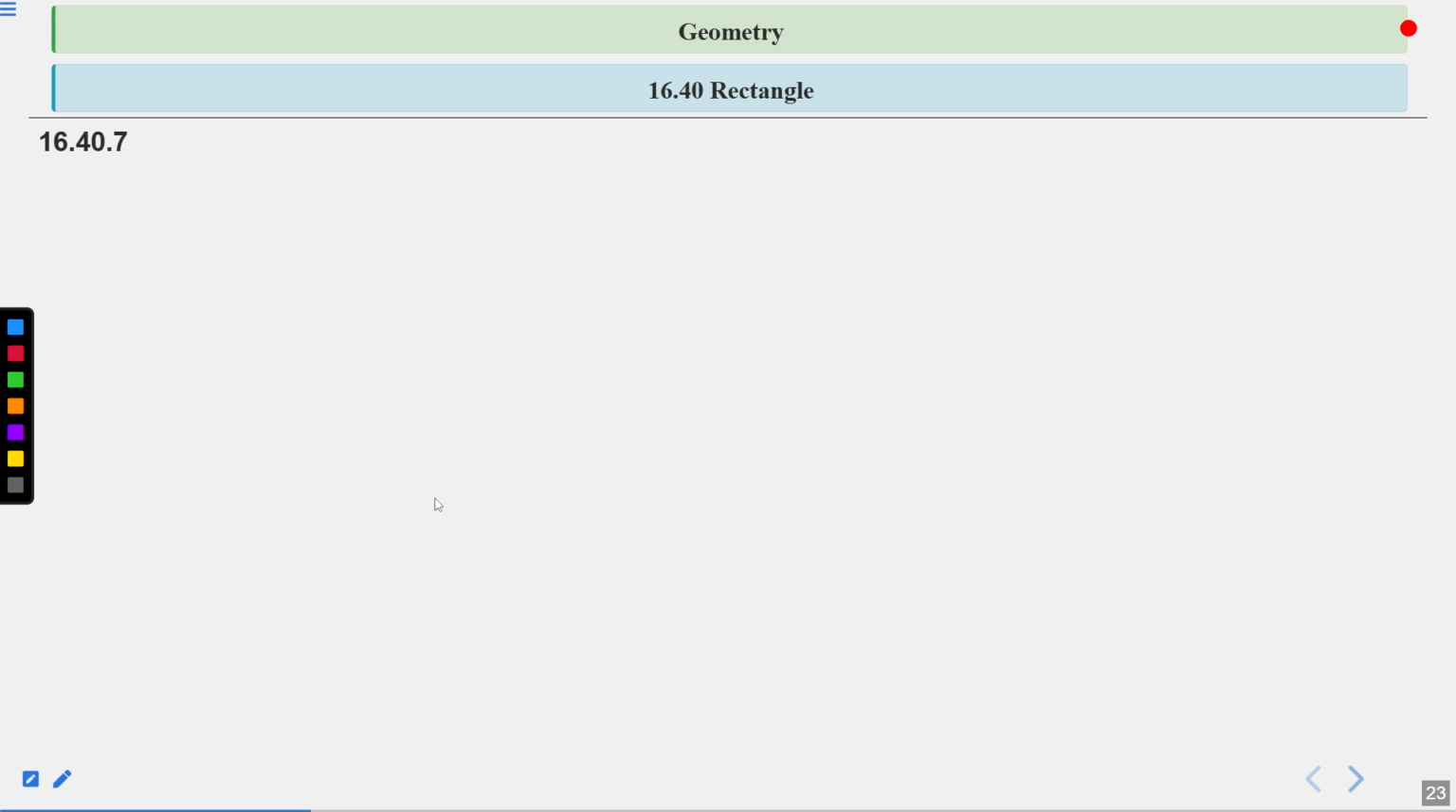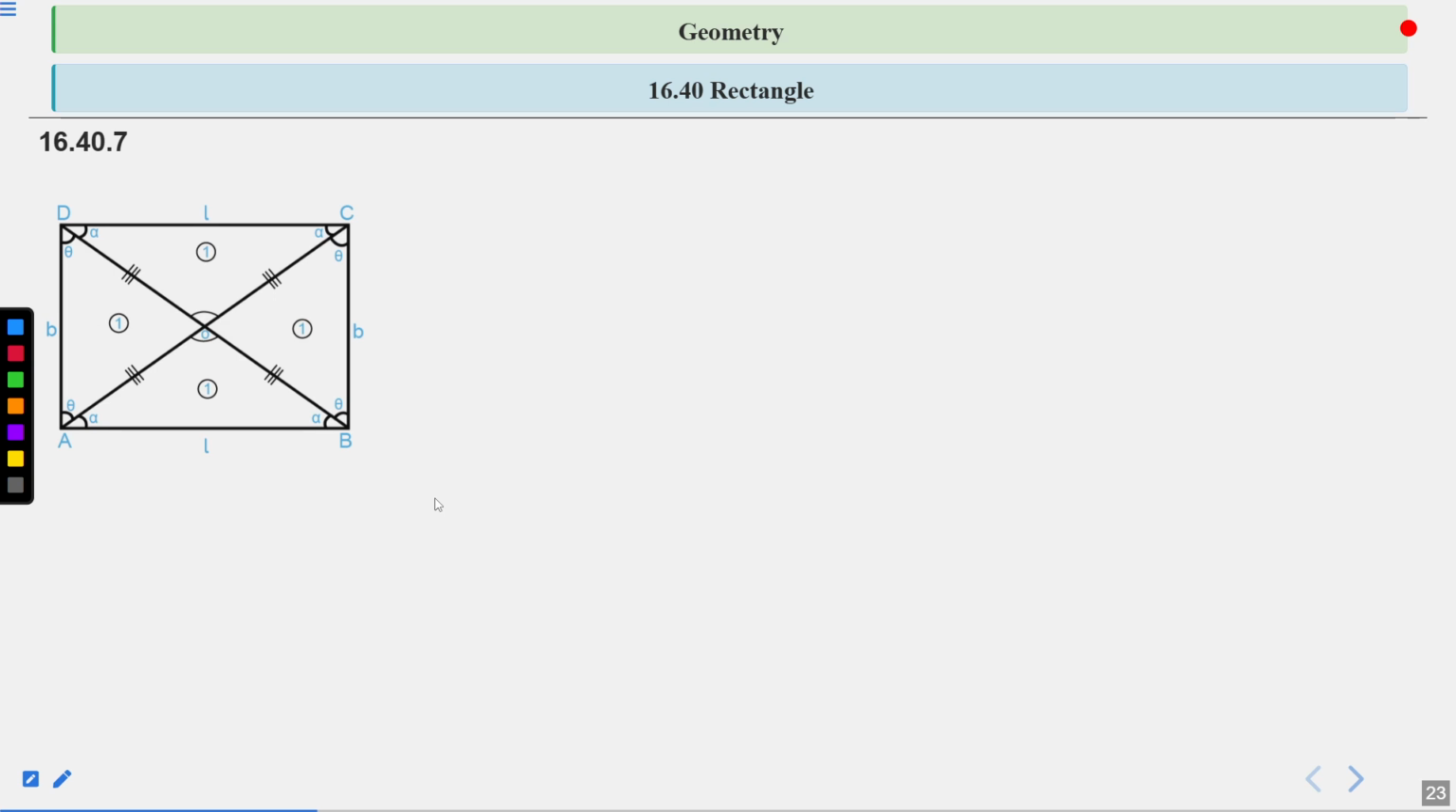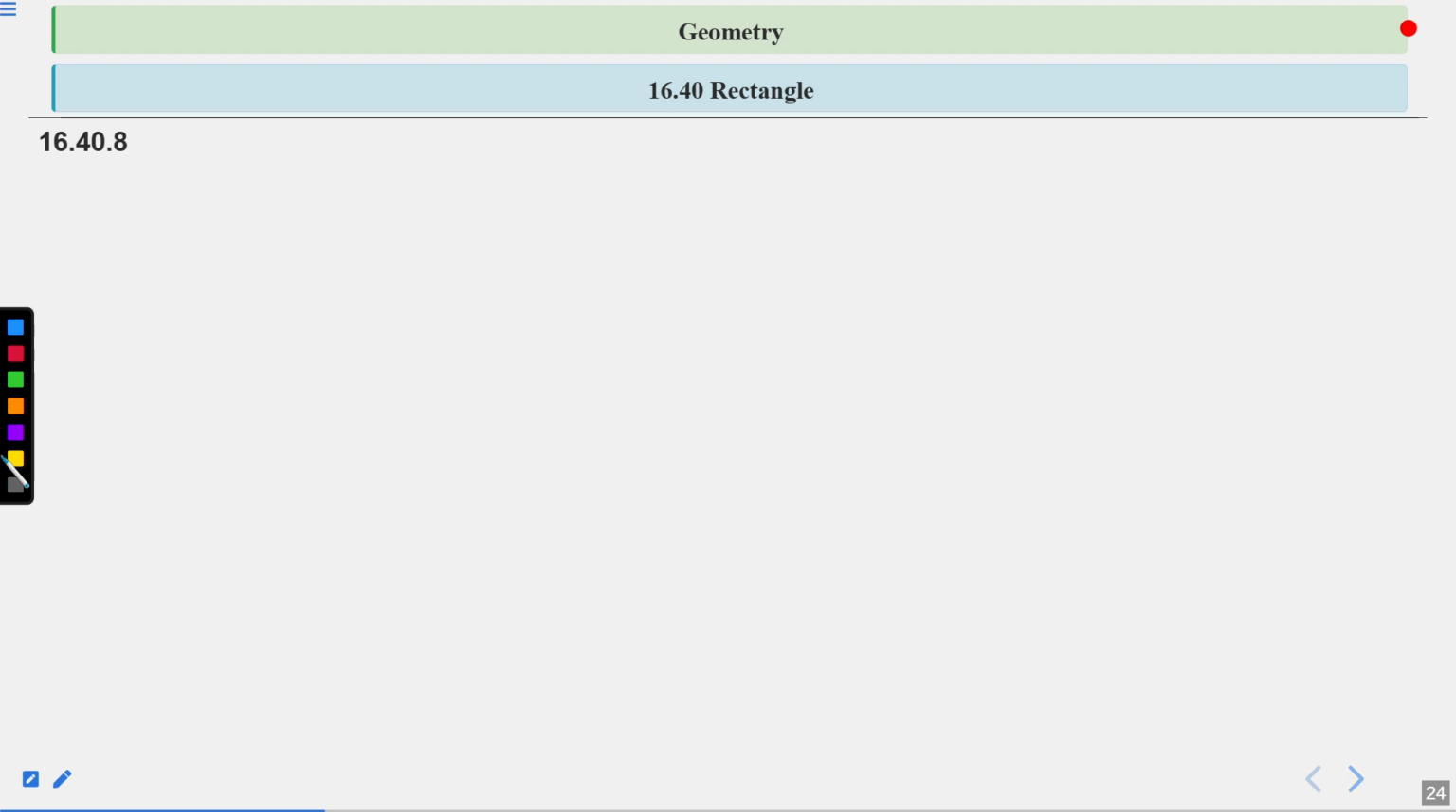16.40.7 of the rectangle formula. This is the diagram. Now the diagonals bisect each other but not at 90 degrees. What does it mean? It means this angle is not equal to 90 degrees. Any such angle is not equal to 90 degrees. So next one.